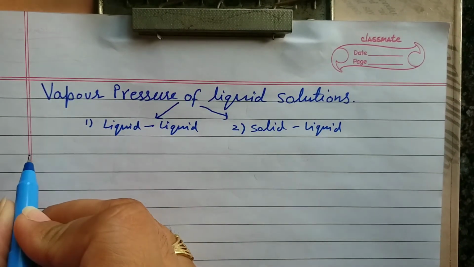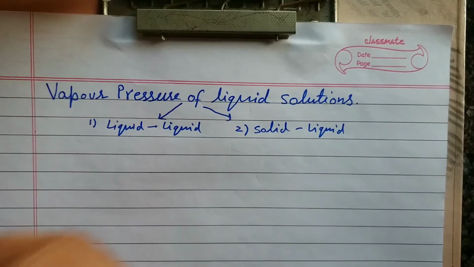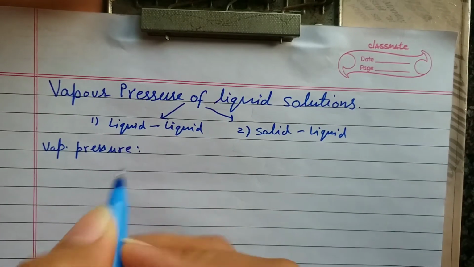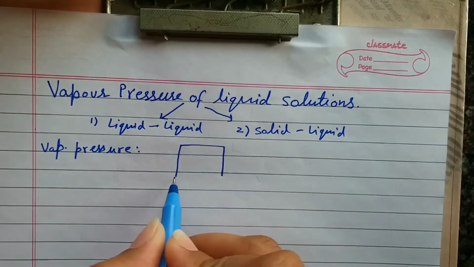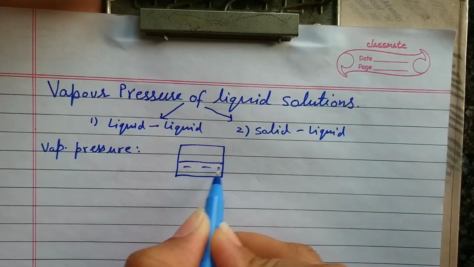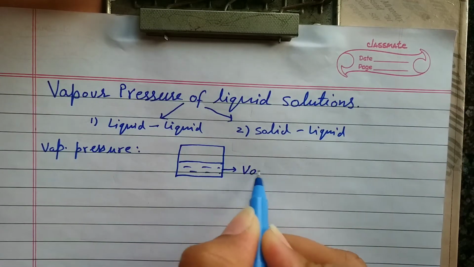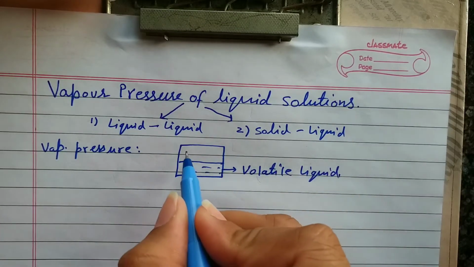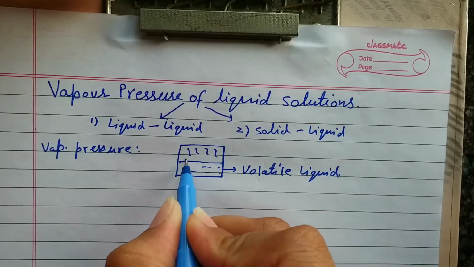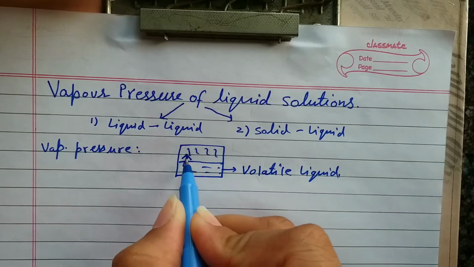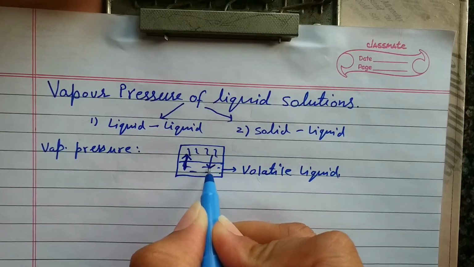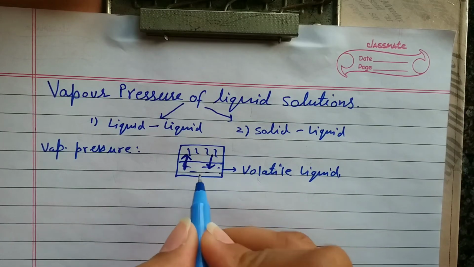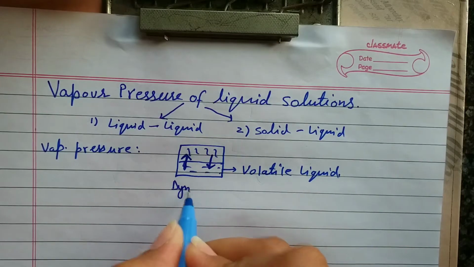Before that, let me just tell you what is vapor pressure. How do we define vapor pressure? For that, just consider a system in which there is a liquid taken and the liquid is volatile. Volatile means it can evaporate, so it will start evaporating after some time. So you will have evaporation, and after some time the reverse process, which is condensation, will also start taking place. So there will be two processes taking place in this container, and when the rates of these two processes are exactly the same, the system will attain dynamic equilibrium.